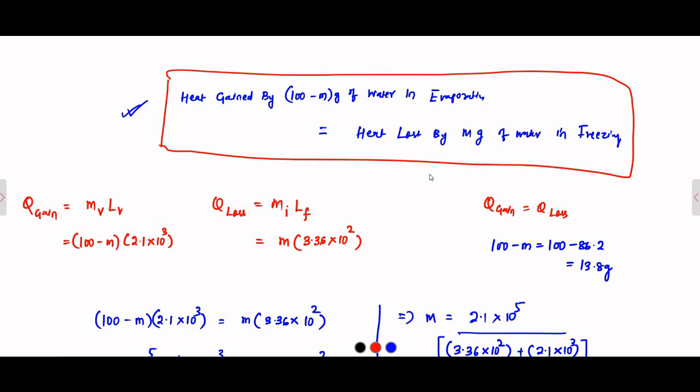This is the thing, because when something gains heat, it evaporates, and when someone loses heat, its temperature is lowered. So obviously, as per the condition laid out in this question, it converted into ice, it froze. Okay, so this is the general concept.